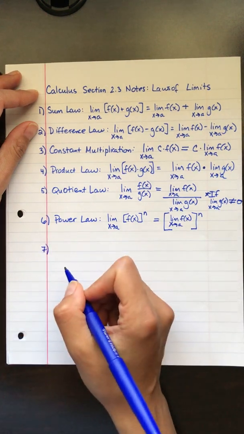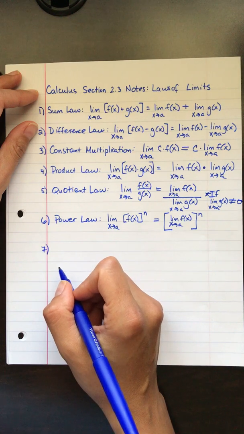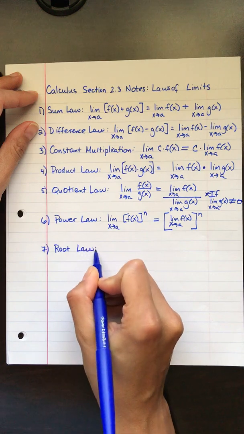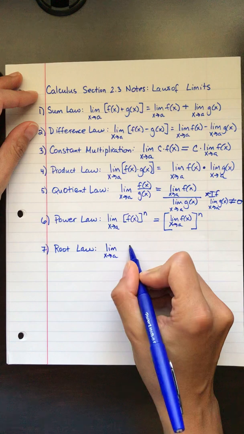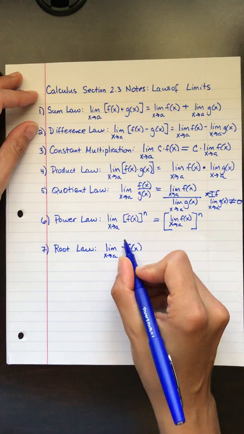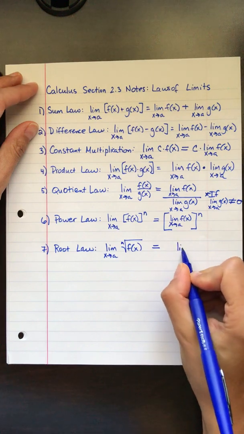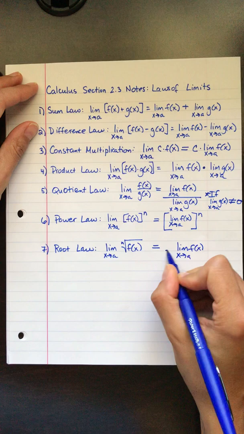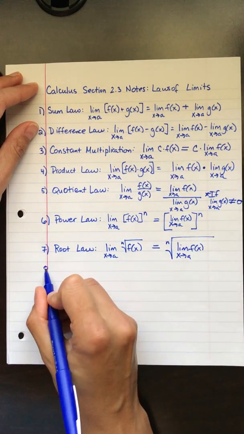Then we've got the root law. It's kind of the inverse of the power law. It says if I have a limit as x approaches a of some function to the nth root, then what I can do is I can do the limit of that function without the root, but then take my entire answer for the limit and nth root it.